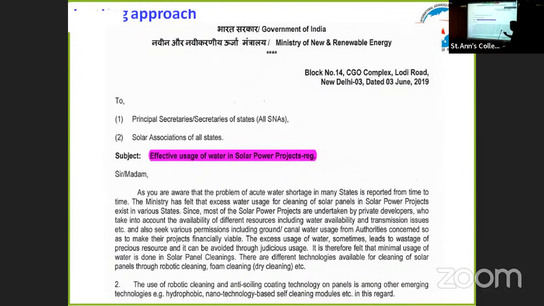They even suggested some things. One is robotic cleaning, where water usage can be minimized. The other is easy-to-clean coating or hydrophobic coating technology, which we are also a part of in this activity. So they suggested some of the emerging technologies, so you can make the solar power plant really clean.